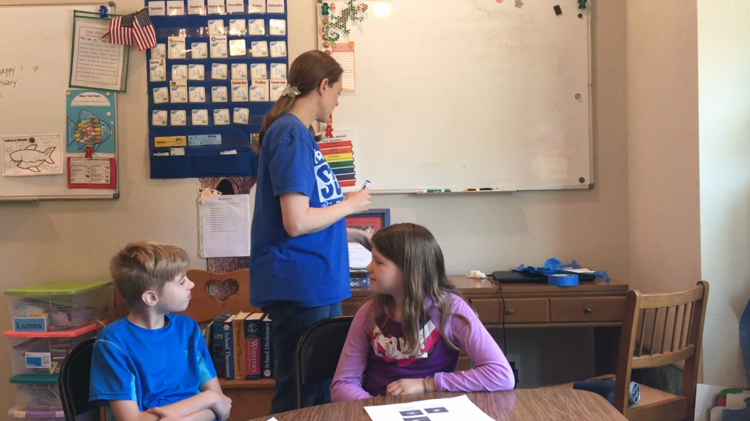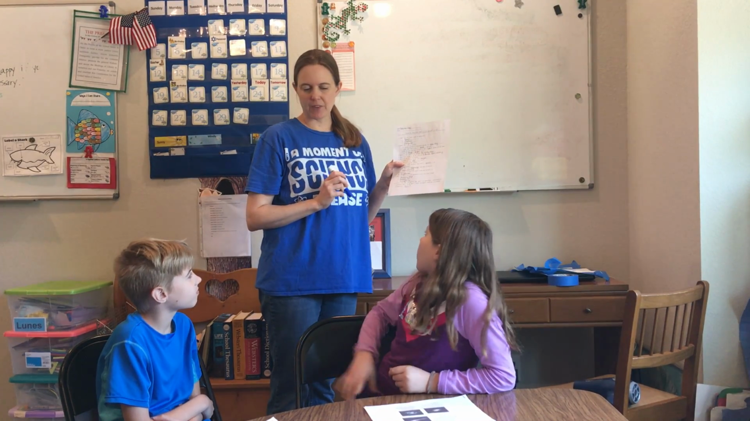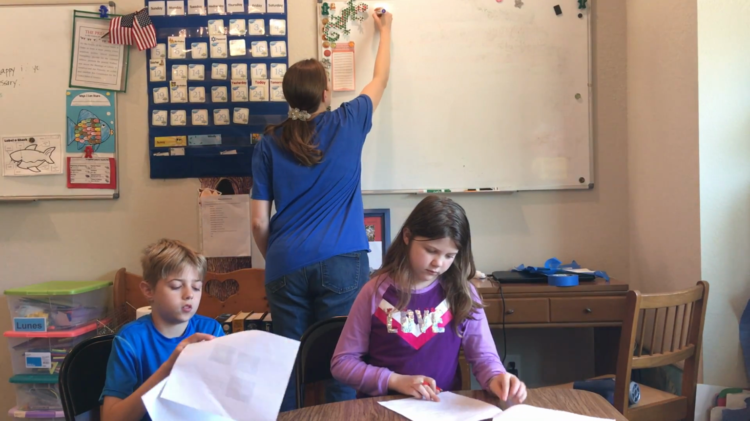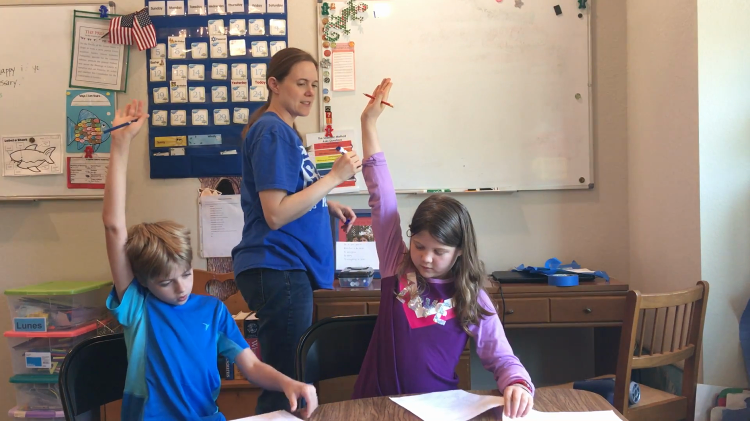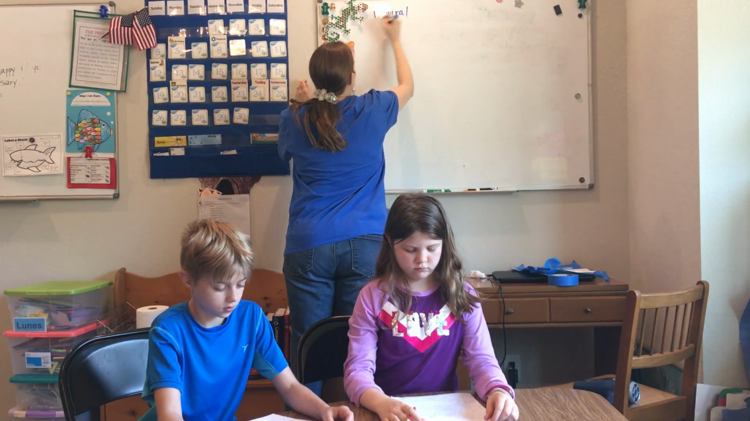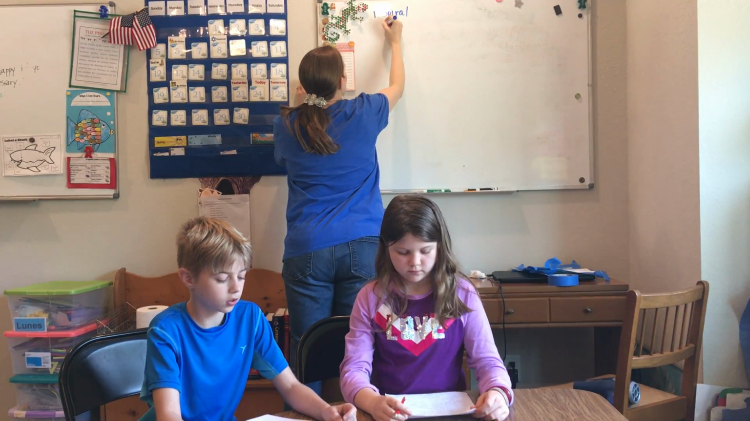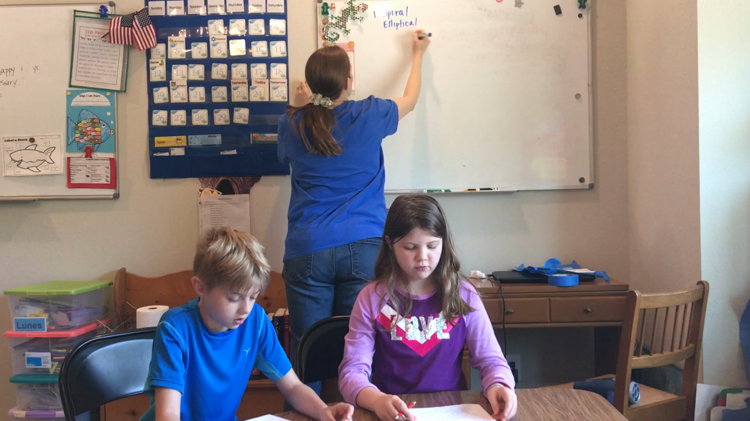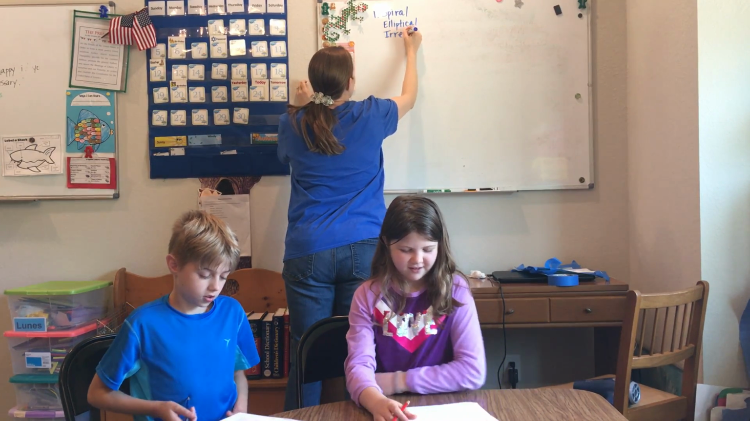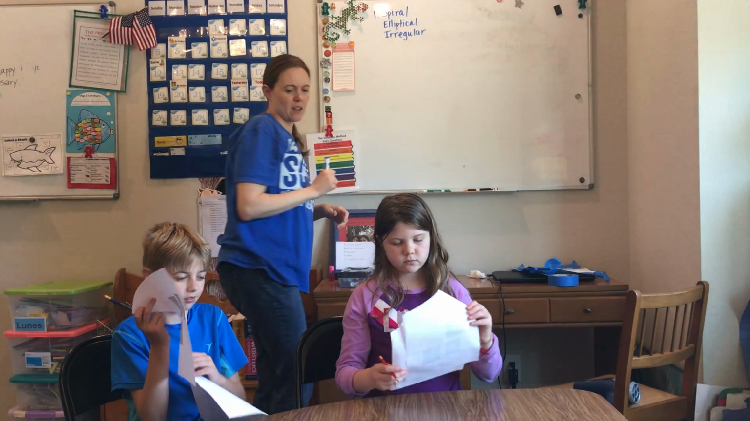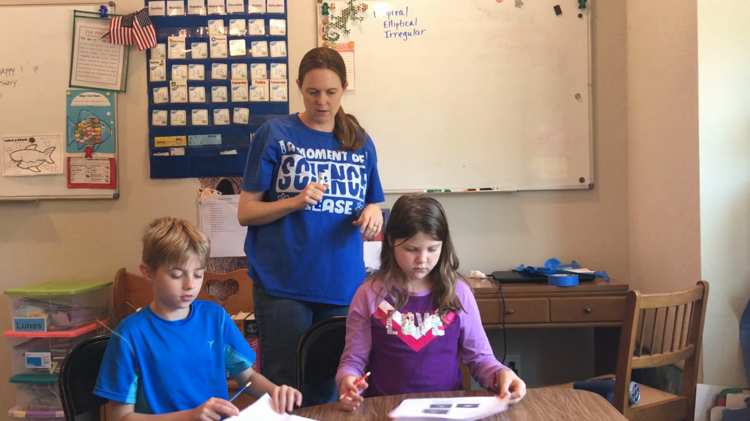All right, guys, let's go over our galaxy video guide. Number one, what are the three types of galaxies? Emma, name one. Spiral. William, what's another type? Elliptical and irregular. Emma, what's the last one? Irregular. All right, now flip back to your first page, and can you identify each one?